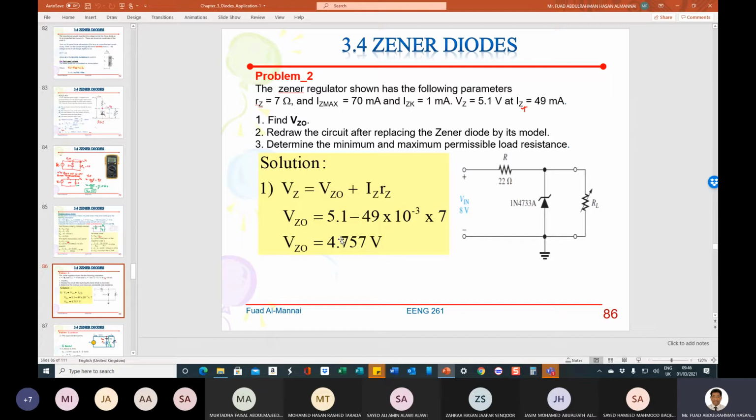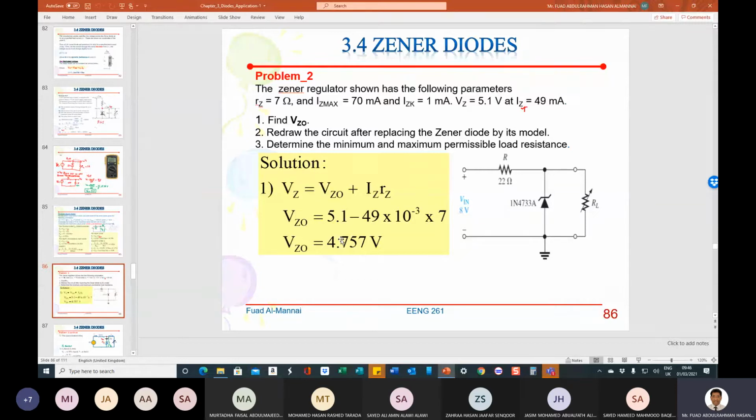This example is from another book, which means that IZ means IZT, got it? Some other books expect you to know that. It means VZ is taken as 5.1 volt at IZT, which is equal to 4.49 milliamp.